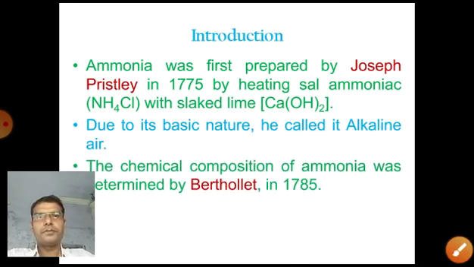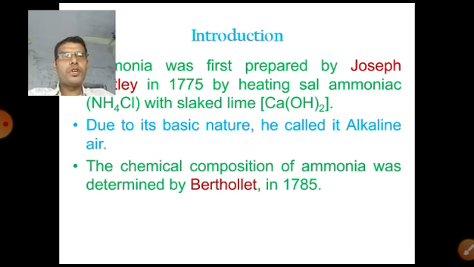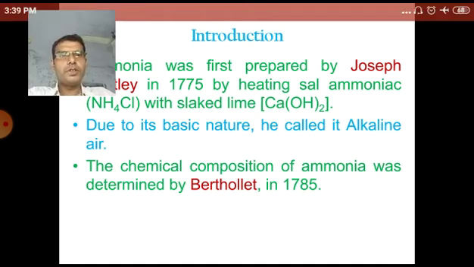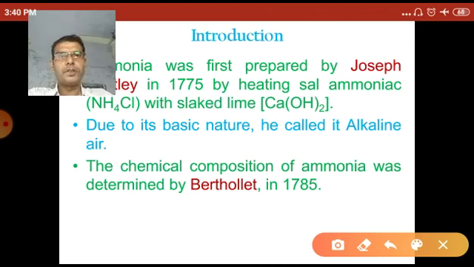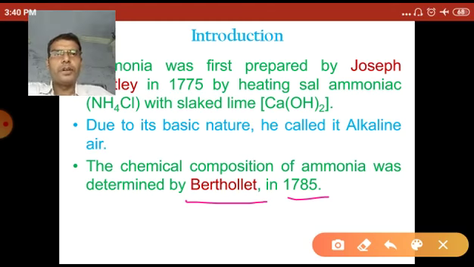Next point, the chemical composition of ammonia was determined by Berthollet in 1785, 10 years after Priestley's work.